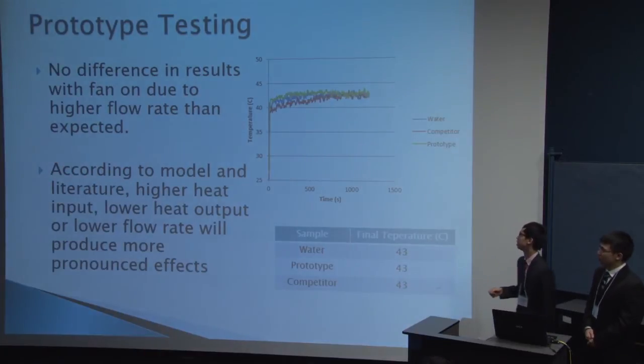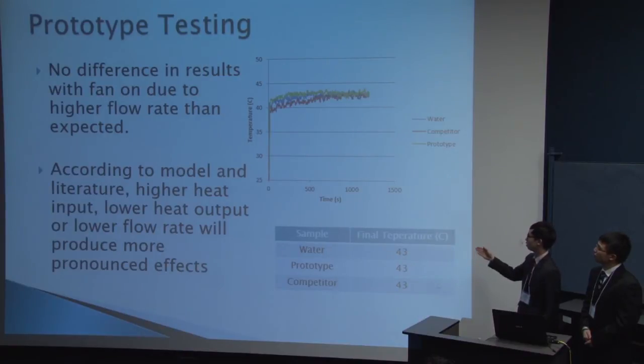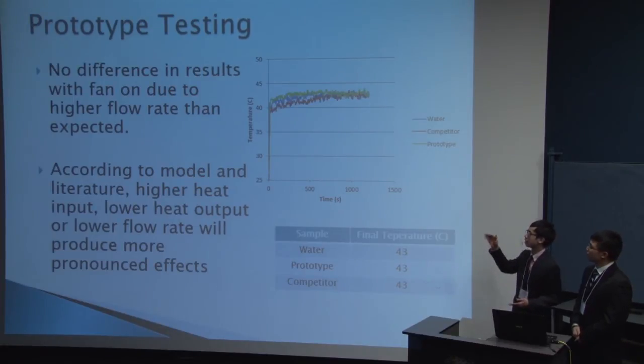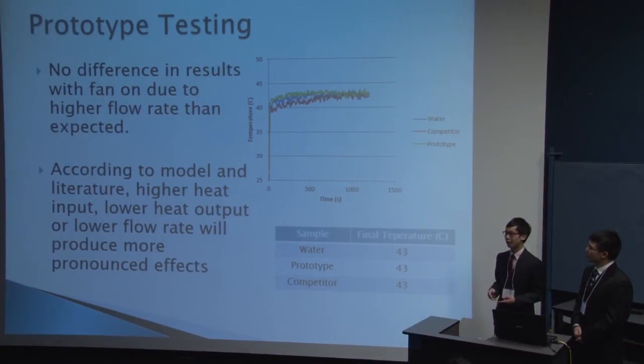In our initial testing, there was no temperature difference. Water, our prototype, and a competitor's fluid all had around 43 degrees as their steady state temperature. Keep in mind, this is very close to what our model predicted, 45 degrees Celsius. However, the cause of the lack of discrepancy between these samples is the higher flow rate than expected. We had around 90 gallons per hour flow rate rather than 30, which was outlined in one of the first slides.